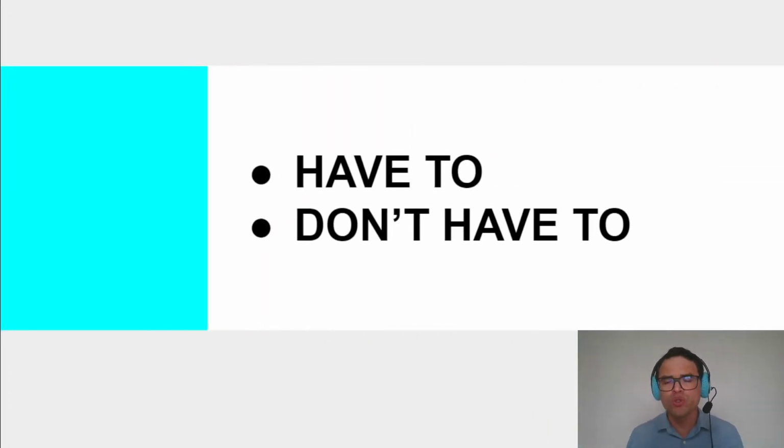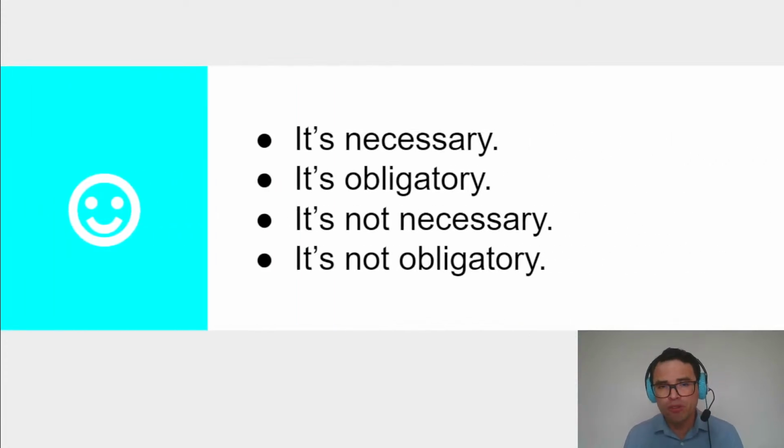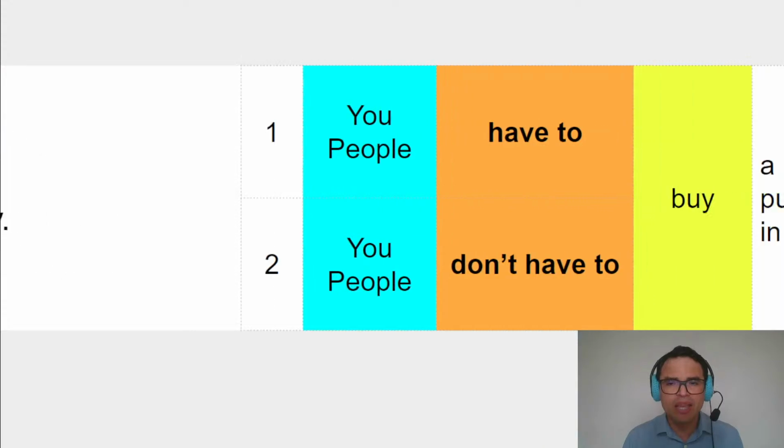Now, when can you use have to? To say that something is mandatory. It's necessary to do. Don't have to. It's not necessary to do. So have to, it's necessary, it's obligatory. Don't have to, it's not necessary, it's not obligatory. You don't have to do it. Examples.